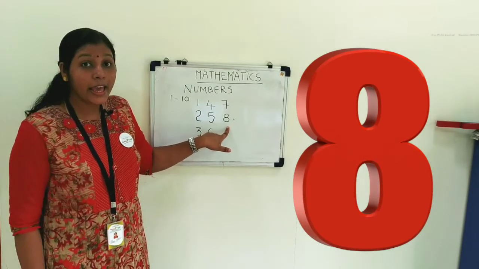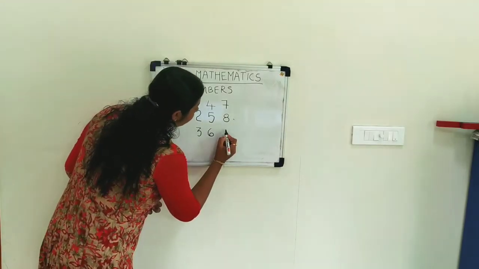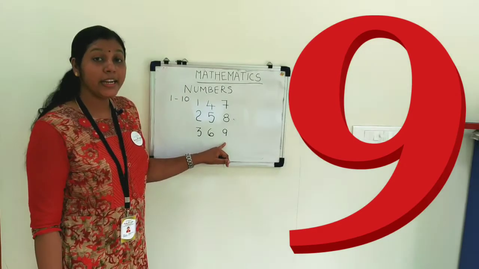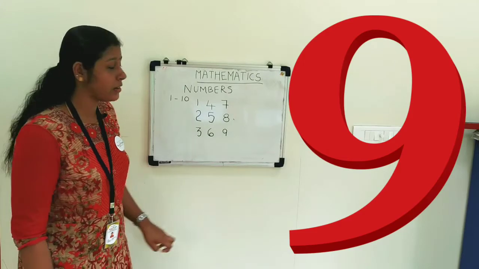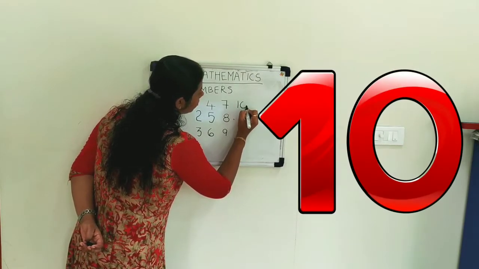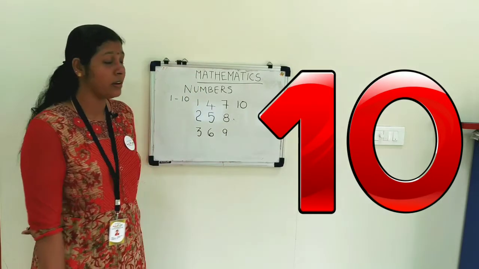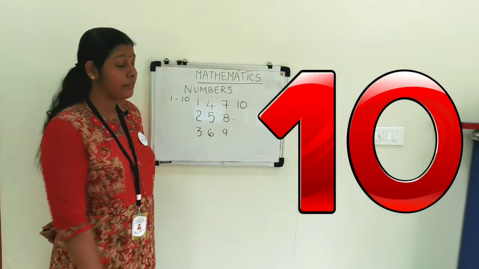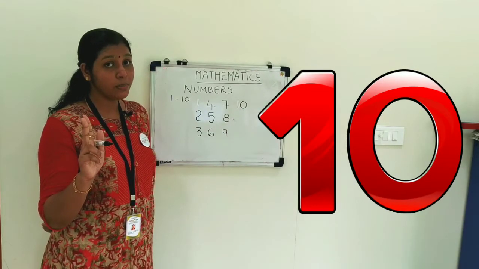This is number 8. This is number 9. Children, say with me: this is number 9. And the last number is 10. Here 1 and 0 make 10. Here 1 and 0 together make which number?